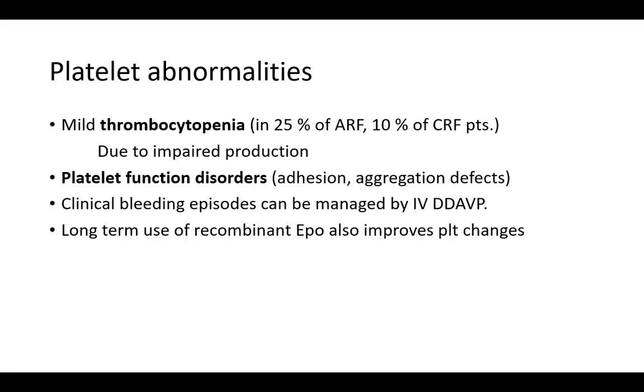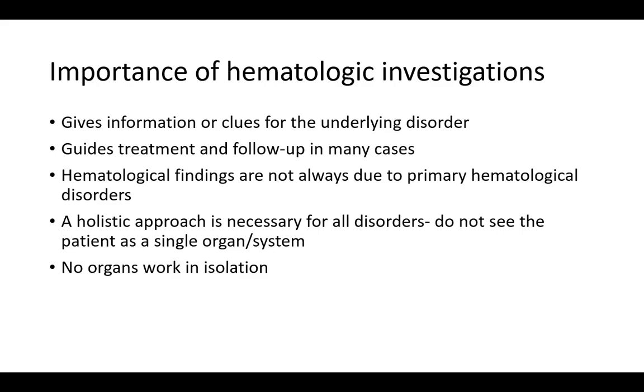Platelet abnormalities: mild thrombocytopenia can be seen in both acute and chronic renal failure patients due to impaired production of platelets. Also, some platelet function disorders in adhesion and aggregation can be seen, and these can be associated with clinical bleeding episodes, which can fortunately be successfully treated with DDAVP, desmopressin. Also, of course, long-term use of recombinant erythropoietin reverses these findings.